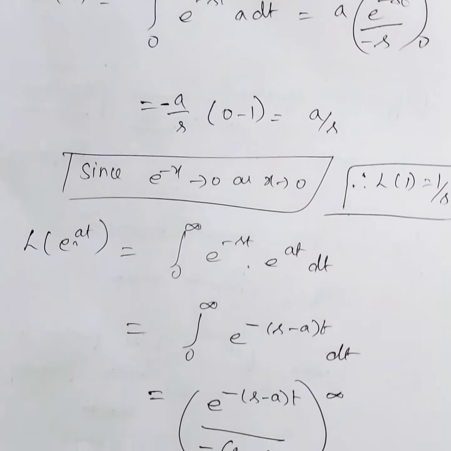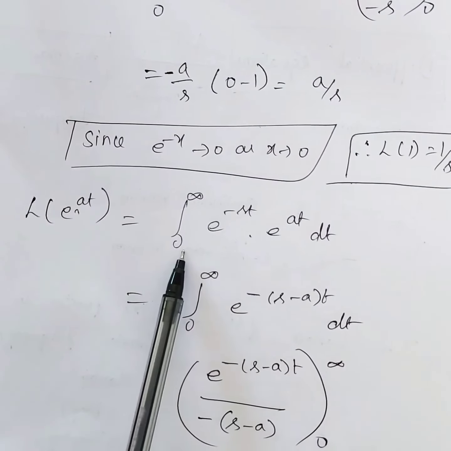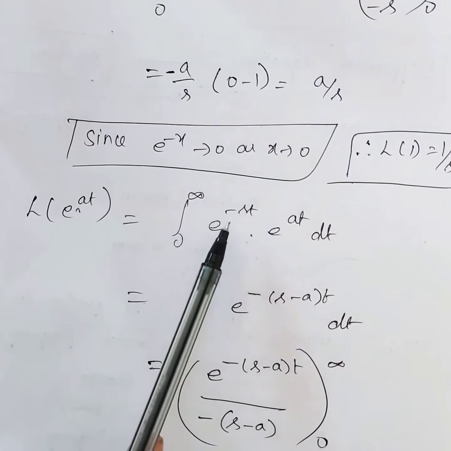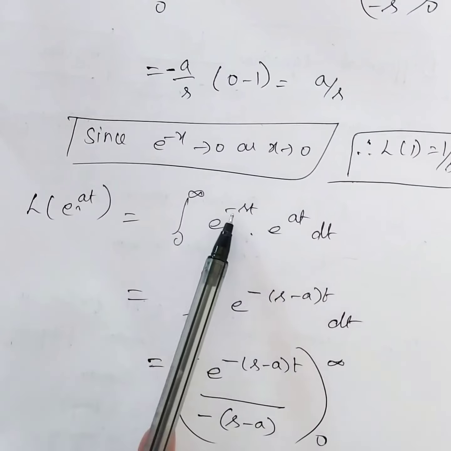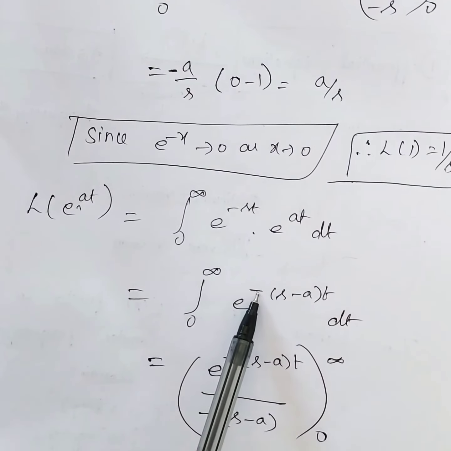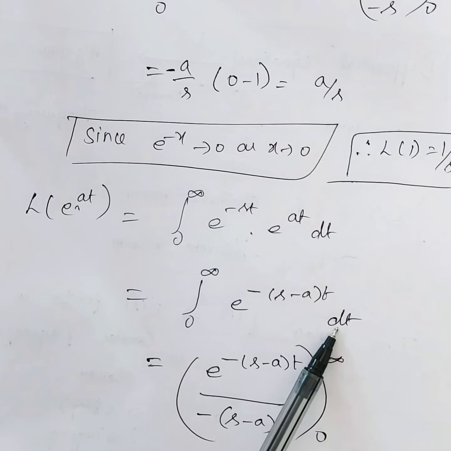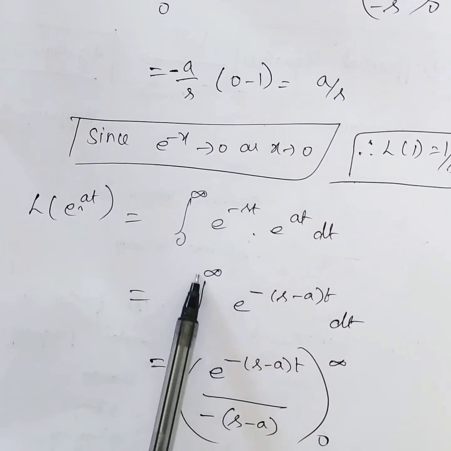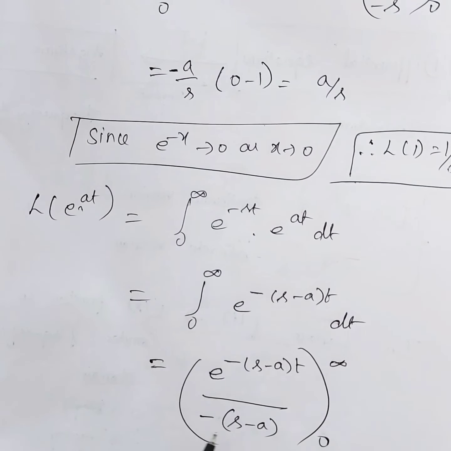And the second one is, let's see, Laplace of e power at. So according to the formula, integral 0 to infinity e power minus st into e power at dt. So I am taking minus common from here. So I will get e power minus s minus a t dt. I didn't integrate. Why have I taken minus common? Because infinity is there. So it's easy for me to apply the limit.